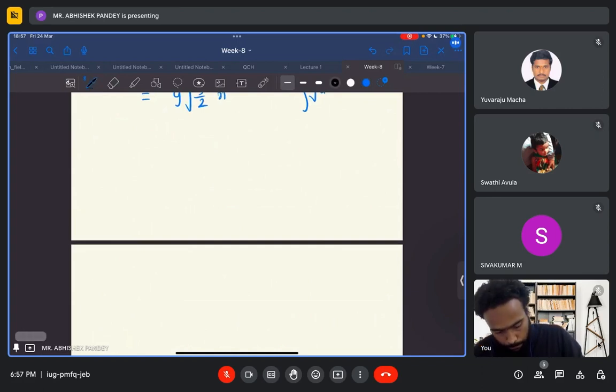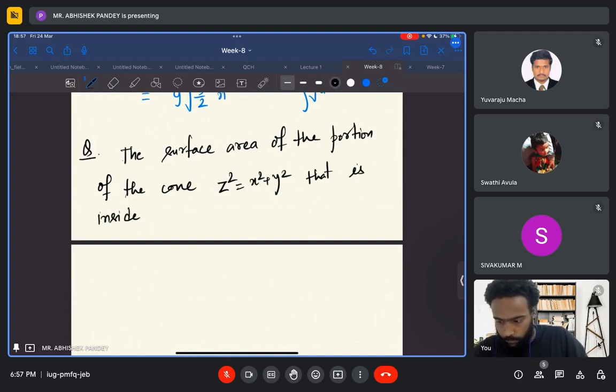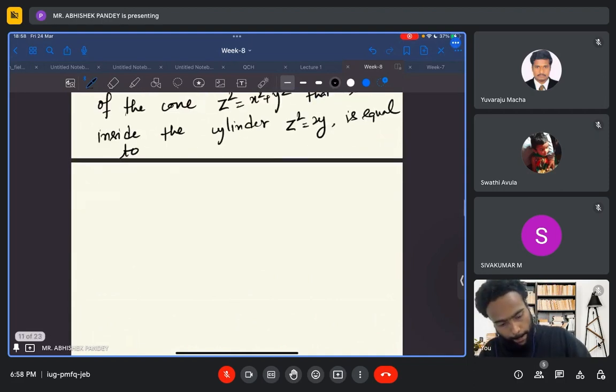Next question is: the surface area of the portion of the cone z square equals x square plus y square that is inside the cylinder z square equals 2y is equal to, okay, so this we need to find.